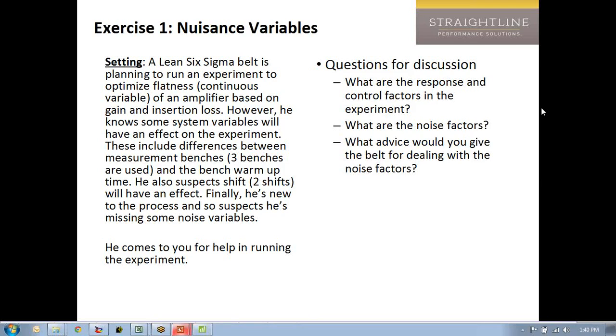This does happen to be an experiment that is an industrial experiment done at a shop that makes amplifiers. Having said that, I wanted to choose something that was perhaps a little bit outside of your comfort zone, so you can talk about what the response is, what the factors are, what the levels are, what are the noise factors, and then think about how, even though you may not know anything about this particular industry, you can still recommend a reasonable experiment to this person.